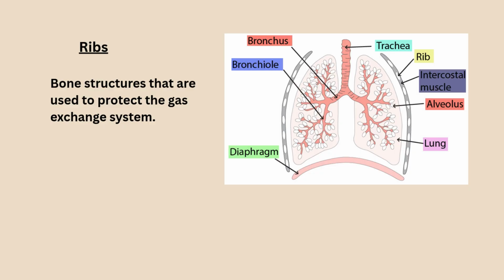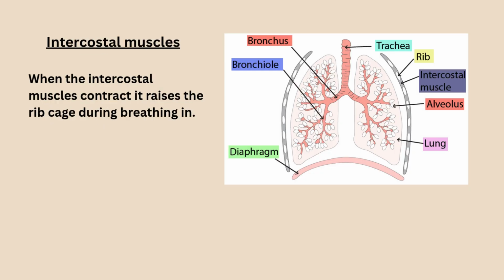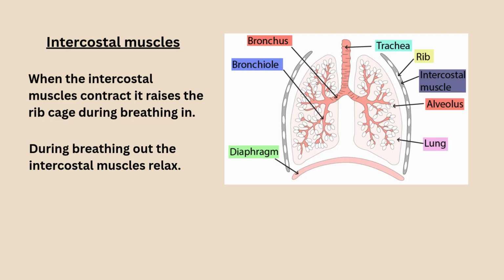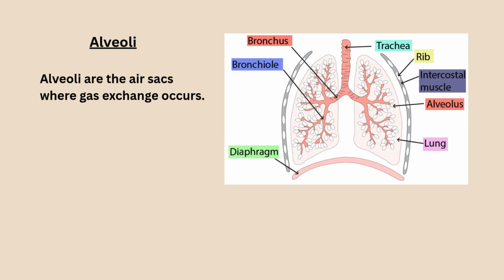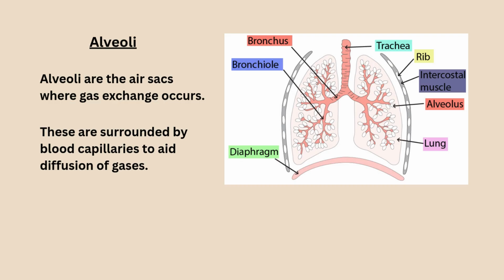The ribs are bone structures that are used to protect the gas exchange system. The intercostal muscles, or the rib muscles. When the intercostal muscles contract, it raises the rib cage during breathing in. During breathing out, the intercostal muscles relax. Alveoli are the air sacs where gas exchange occurs. These are surrounded by blood capillaries to aid the diffusion of gases.